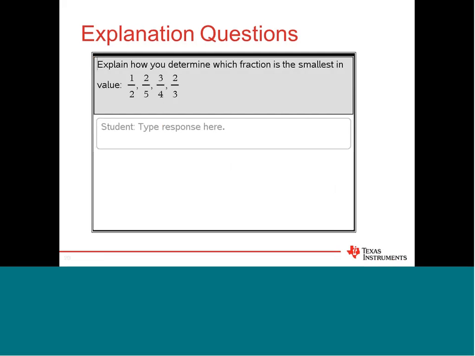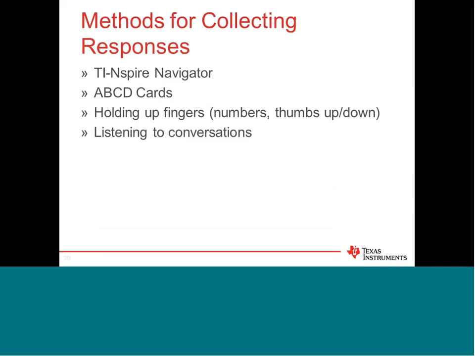I'll just go past this one. So we're talking about methods for collecting responses. These are a few methods that I've used. Nspire Navigator, like Kyle just said, allows me to quickly send out questions and collect responses. Some of the others are ABCD cards. I have students sometimes hold up cards with letters. In that case, I'm limited to 4 cards, but I can certainly go more. Or holding up fingers, or thumbs up, thumbs down. Listening to conversations would be a very informal way, and I may not get everyone's response.